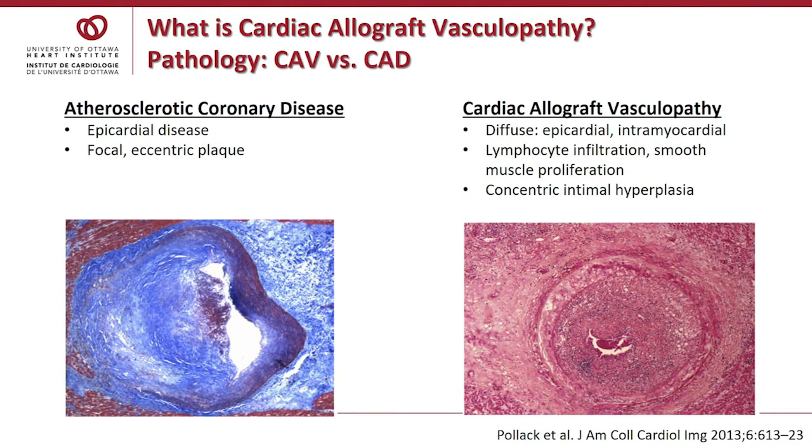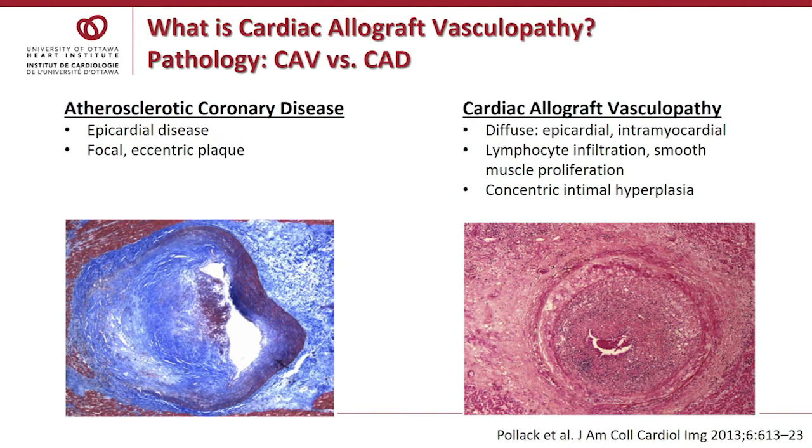extends into the microvasculature. And you can see here on the lower right that pathologically it's characterized by this concentric intimal hyperplasia or thickening that's due to smooth muscle cell proliferation as well as lymphocyte and macrophage infiltration. And it causes this classic obliterative narrowing of the vessel. And this is in distinct contrast to, on the left, where we see focal eccentric plaque that is more common in atherosclerotic coronary disease, and in this case, a calcific plaque.